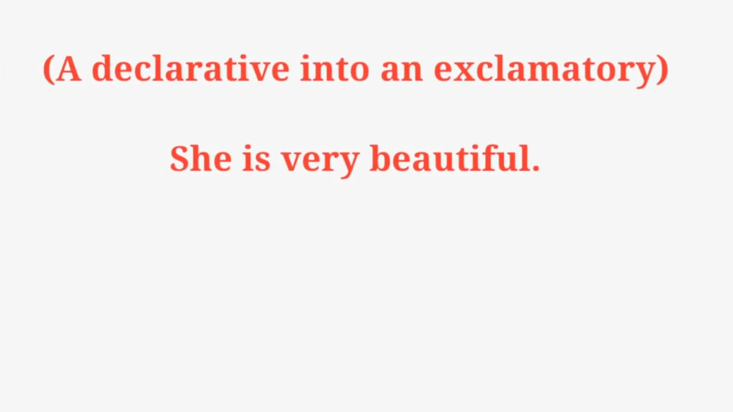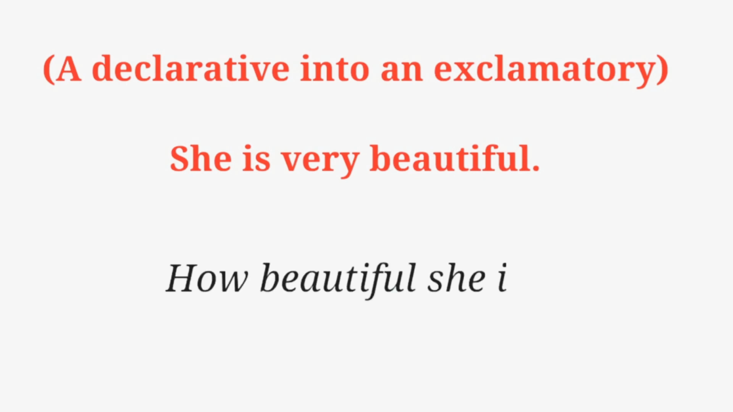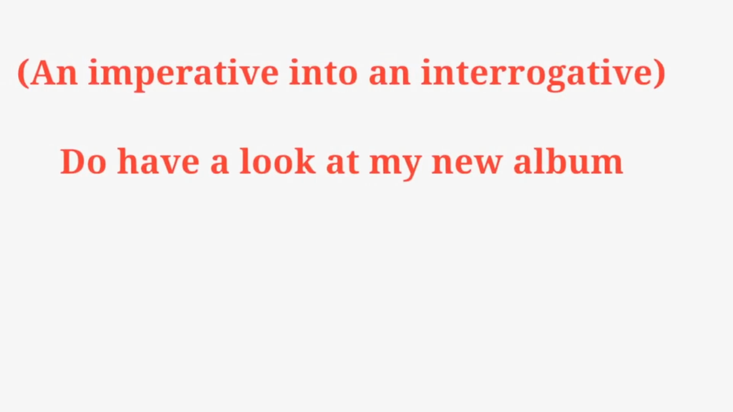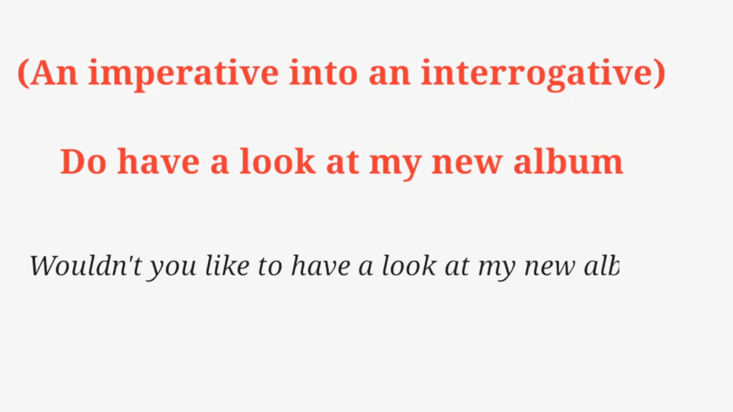In this sentence, we have to change a declarative sentence into an exclamatory sentence. And what are exclamatory sentences? Those sentences which express our feelings and emotions and have an exclamation sign. And the answer will be, how beautiful she is. In this question, we have to change an imperative sentence into an interrogative. The question is, do have a look at my new album. And the answer will be, would not you like to have a look at my new album?